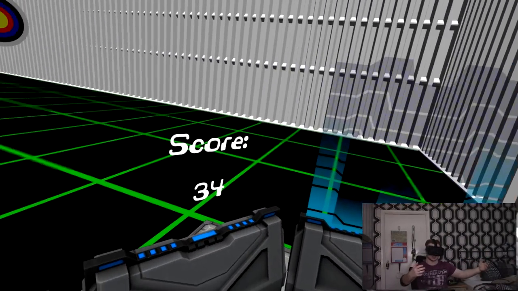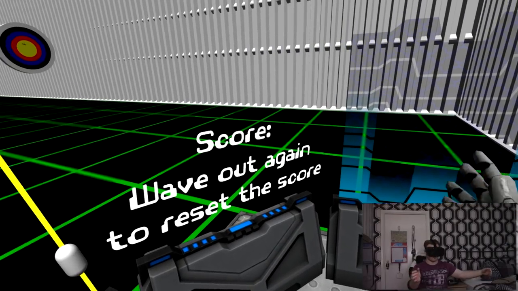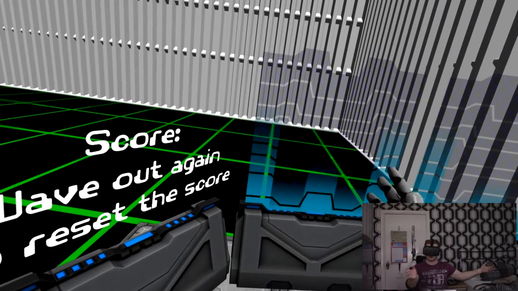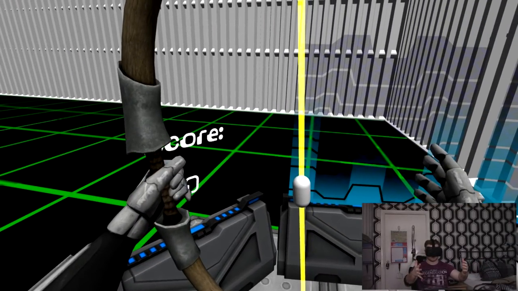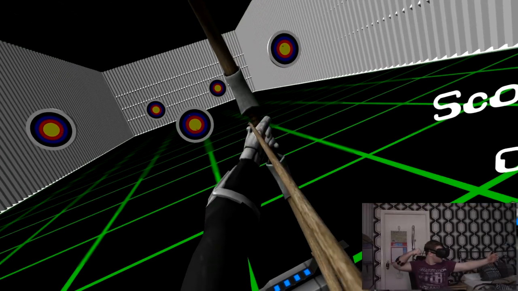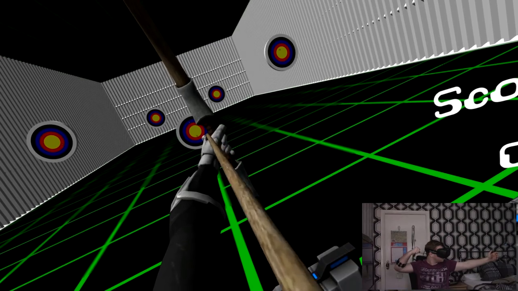Reset the score, really. So this is a little competition. It was just something to add. Swipe out, and it goes wave out again to reset the score. Swipe out, all done. And reload. And then everything.